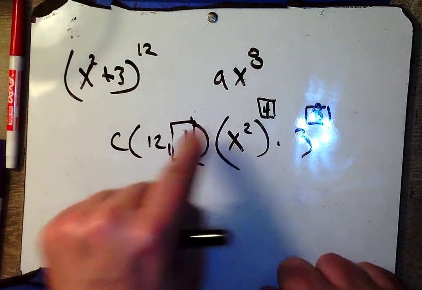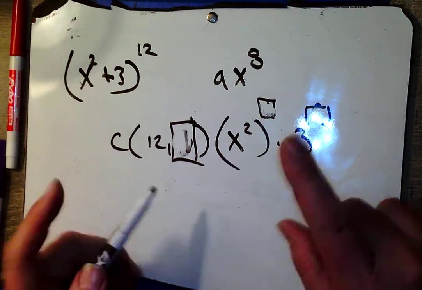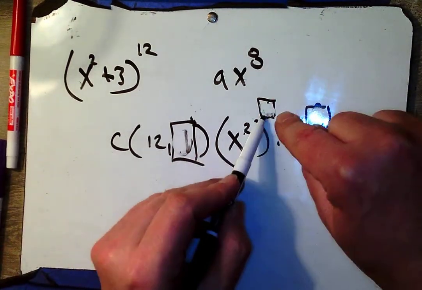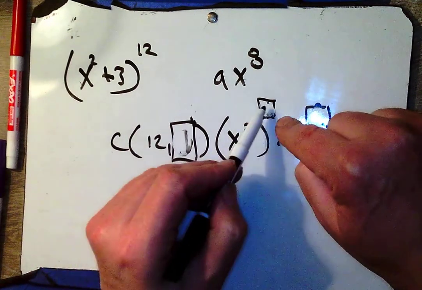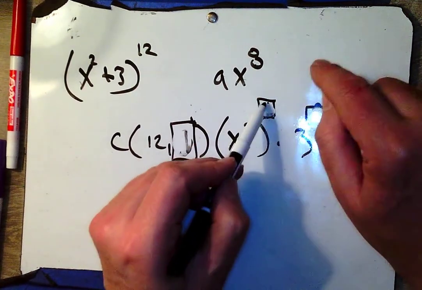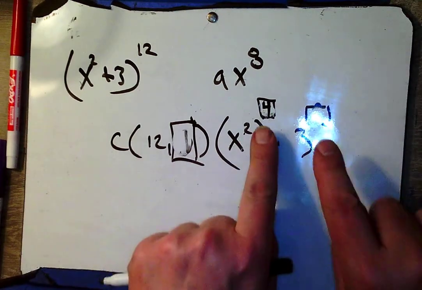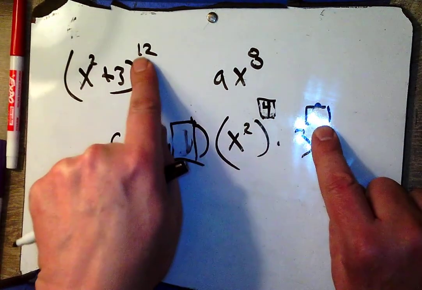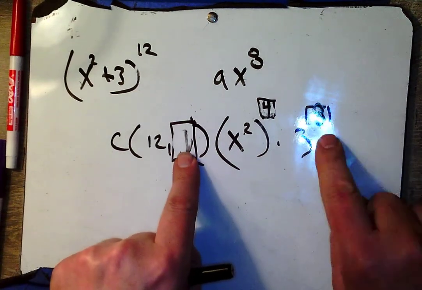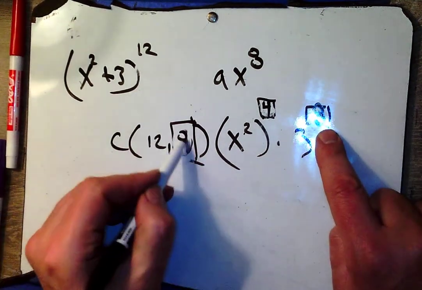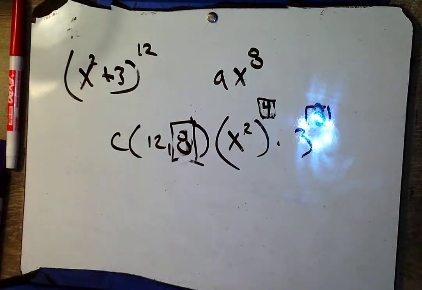Want me to do that again? Okay, so I'm saying, hey, x squared has to be raised to what power in order to get 8? When I raise a power to a power, I multiply, so 2 times what is 8? This is 4. We know that these have to add up to that. And we know that this is always the same as that. There we go.